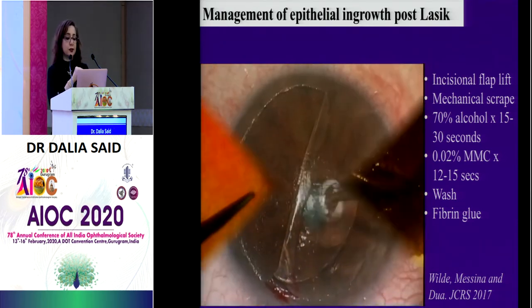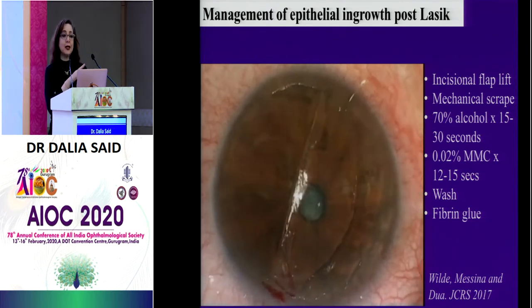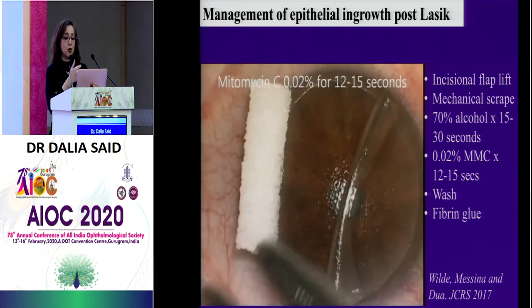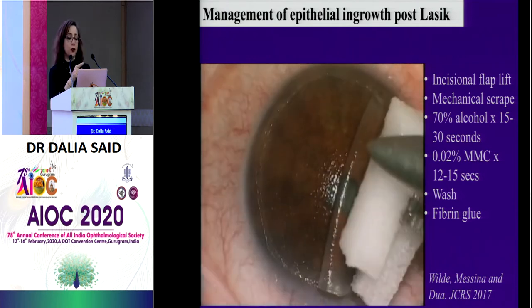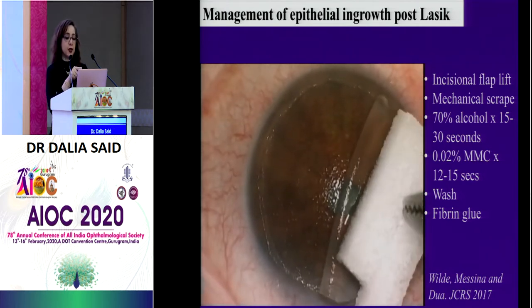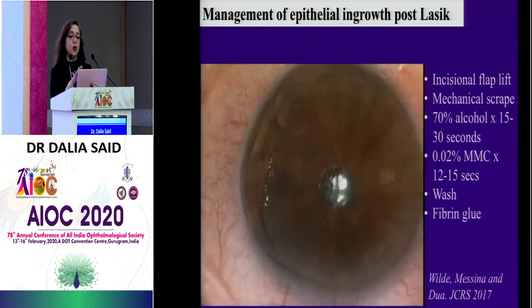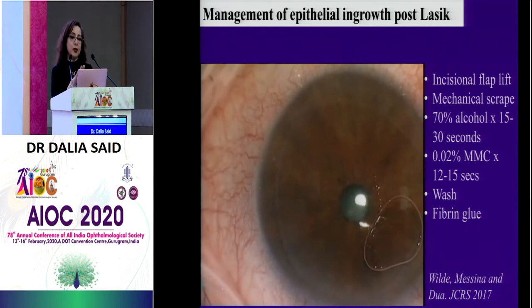Then you put 70% alcohol for 15 to 30 seconds to kill any remaining epithelial cells. And then you put your mitomycin 0.02% for another 12 to 15 minutes, both on the edges of your bed as well as your flap. And then you put the fibrin glue all throughout the interface, not just at the edge, so that it completely occludes that space that we've created with LASIK.